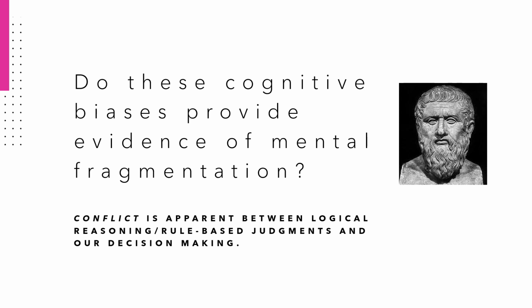They're in conflict. So this is the way the argument for dual process theory works, that we've got this mental fragmentation that becomes apparent in the way we make these judgments, and we fall into these kinds of fallacies of reasoning.